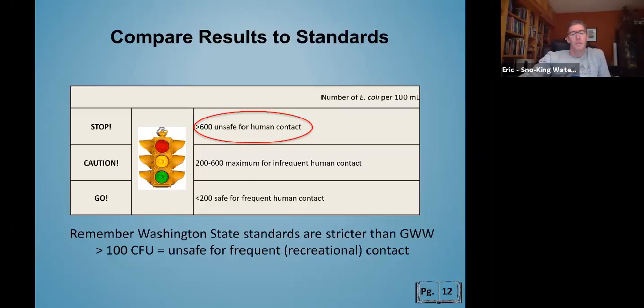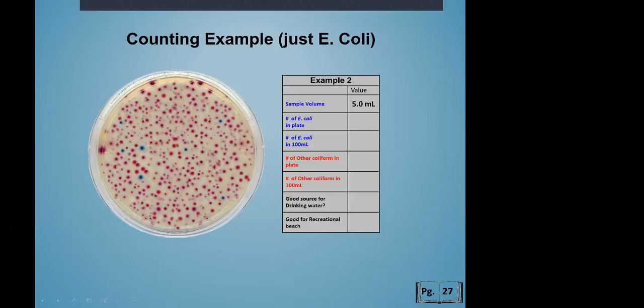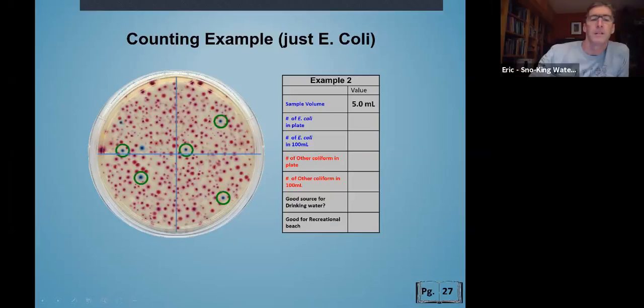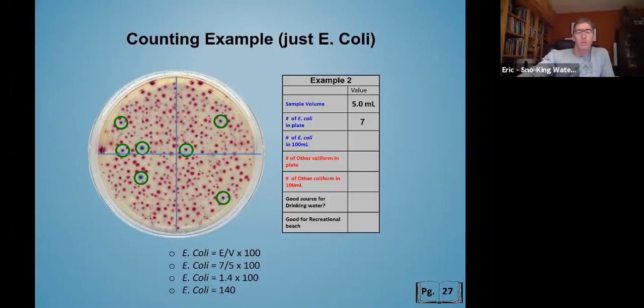Washington state standards are even stricter still. So here's another example. This is kind of like a math example. In this case, our sample volume was 5 milliliters. And how many colonies do we have here? 7 still. Yeah, it looks like 7. So if we had 7, our formula is the number of colonies divided by the volume of our sample times 100. So our number of E. coli would be 140 CFU.